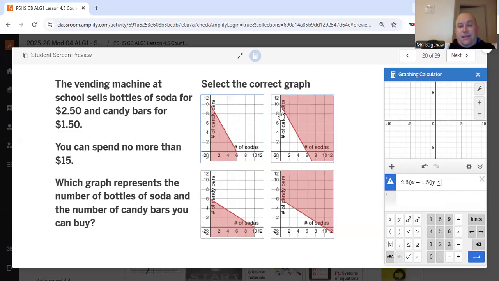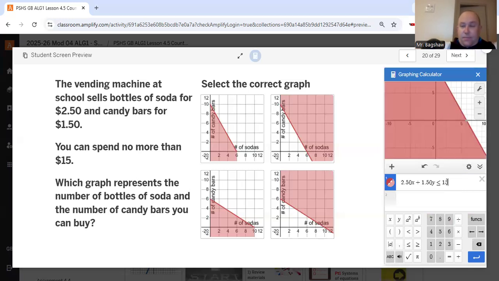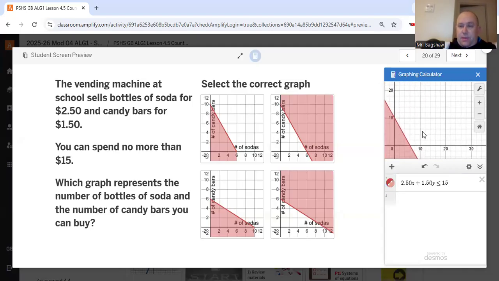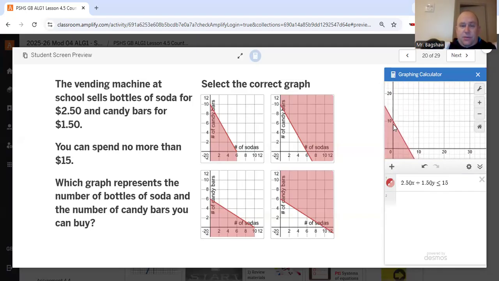The fact that we can see that these are solid lines is a clue that we need this solid line here, because without that, we're just going to get dotted lines. And then 15. Now, I might need to zoom out just a little bit for this one, and I'm going to move the 0 over to the side so it matches up. And let's see what we got here.